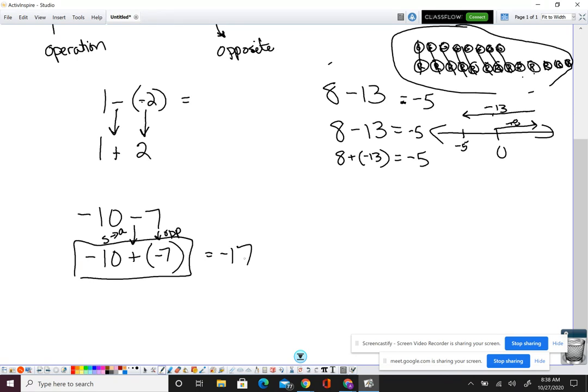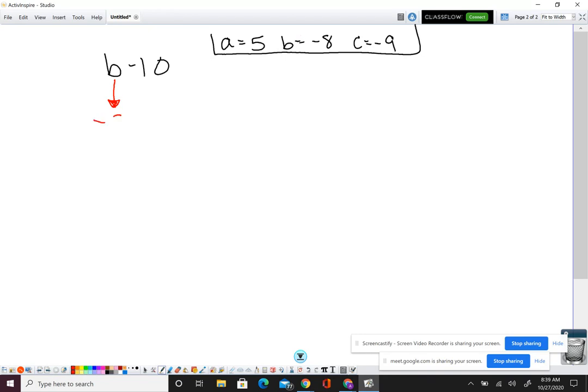They're starting to give you, and I can't remember if they gave you any of this yesterday or not, expressions that have variables in them. And it says A is equal to 5, B is equal to negative 8, and C is equal to negative 9. And they want you to figure this out based on this information. So when you do that, you're going to be doing a process called substitution. Instead of writing B, you're going to write what B equals. And then you continue writing the rest of the equation. So negative 8 minus 10, negative 8 plus a negative 10 is a negative 18.